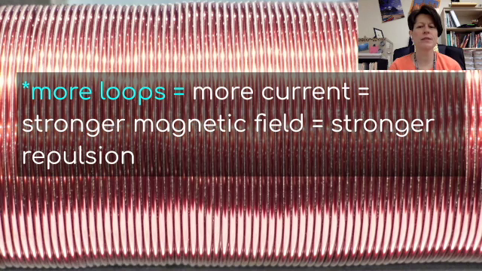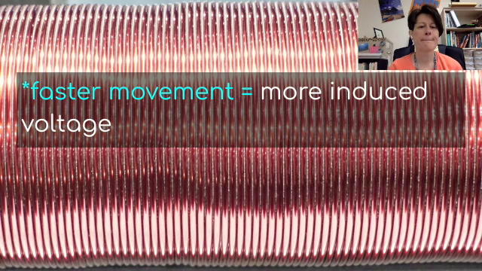So more loops equals more current, equals a stronger magnetic field, equals stronger repulsion. That is also why you need to do more work, because you're getting a stronger magnetic field there. And also, faster movement is more induced voltage. So the faster you move that magnet in and out of the wires, the more voltage you'll get.